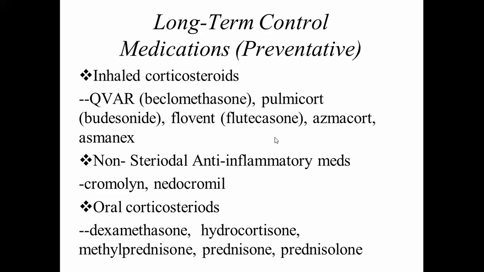Then there's non-steroidal anti-inflammatory meds such as cromolyn. Now at Children's Hospital, they used to give cromolyn, but they really don't give it anymore. So I guess it depends on the hospital. Then there's oral corticosteroids. Examples would be dexamethasone, hydrocortisone, methylprednisolone, prednisone, or prednisolone. These meds also can be given IV when a child is in an acute stage of an asthma attack.